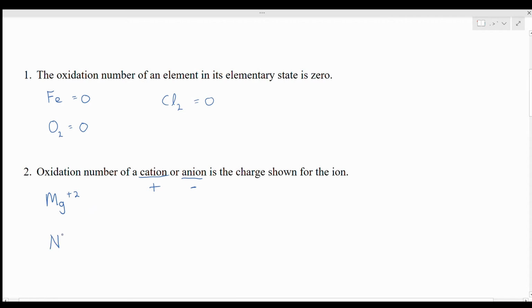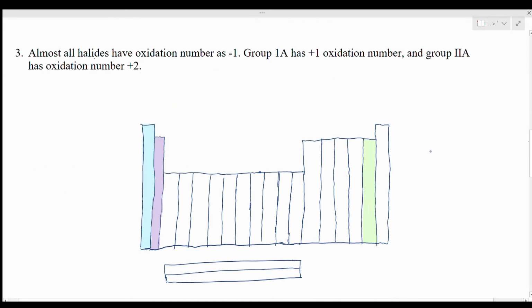If they gave you nitrogen and they said that it had a -3 charge, well, we know that negatively charged ions are called anions. And so the oxidation number for this nitrogen would be -3 because they told you. So rule number 2 is just saying that if they tell you the charge of something, then that is going to be the oxidation number. Rule number 3. Almost all halides have oxidation number as -1. Group 1A has +1 oxidation number, and group 2A has oxidation number +2. Okay, so we know that the halides in group 7 are located right here. So the elements in this group will have a -1 oxidation number.